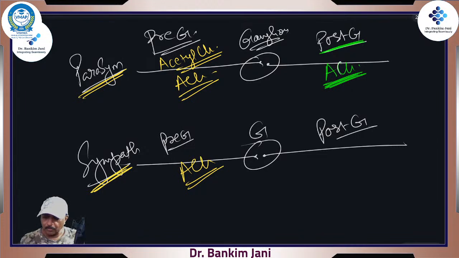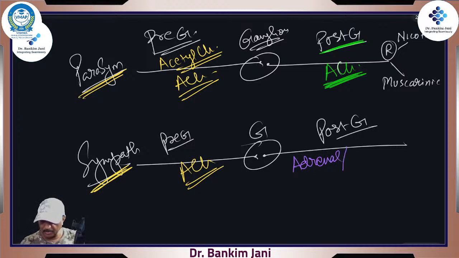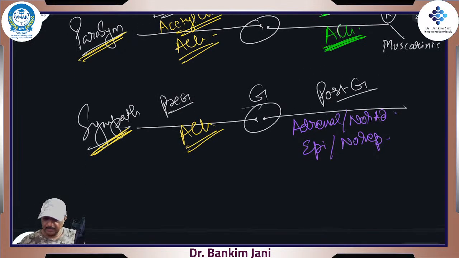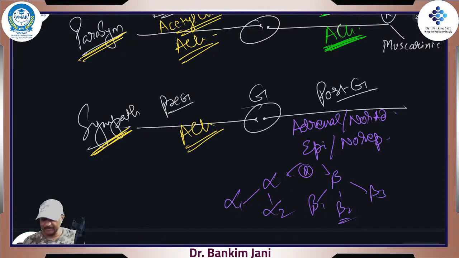And who will understand that this is working? Because in case of parasympathetic, there are specific receptors, nicotinic and muscarinic receptors, which are sensitive to acetylcholine, and accordingly they will function. When it comes to postganglionic sympathetic fibers, this is where adrenaline or noradrenaline comes into the picture, which is also called epinephrine or norepinephrine. This is only for the postganglionic. And that's where we have receptors in the form of alpha and beta: alpha 1, alpha 2, beta 1, beta 2, beta 3. And we said that we have to be very specific when giving beta blockers, right?